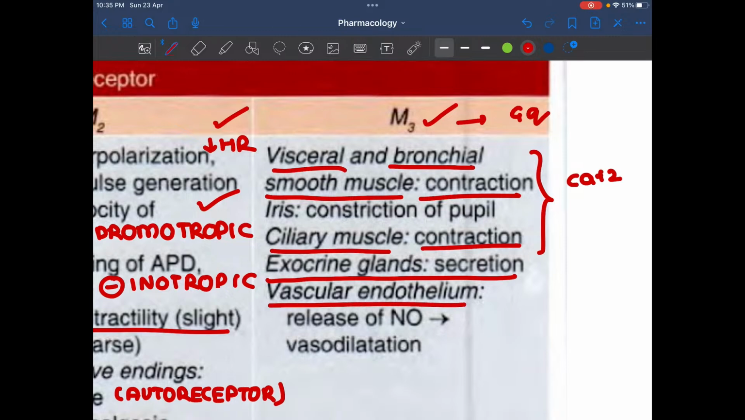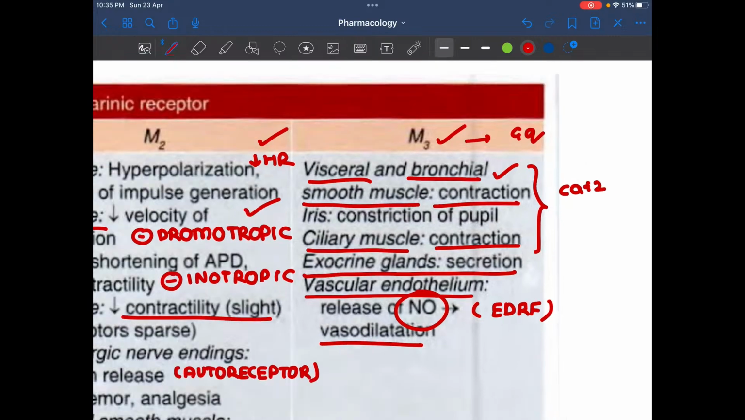What about the next one? I told you guys, the vascular endothelium is going to mediate vasodilation. Whereas if you work on the smooth muscle, it is going to mediate vasoconstriction. So how is this happening? In the vascular endothelium, it's going to mediate this vasodilation by nitric oxide. So nitric oxide, as we've discussed in CVS, is also known as the endothelium derived relaxing factor, that is EDRF. This is the nitric oxide that we talked about.